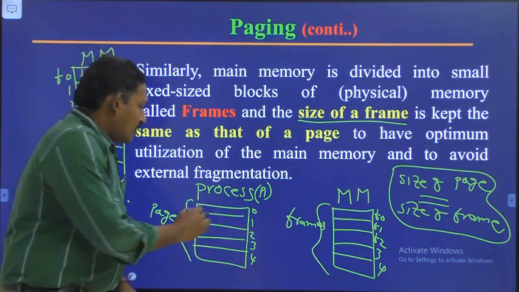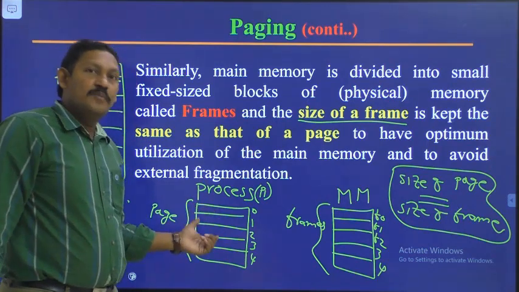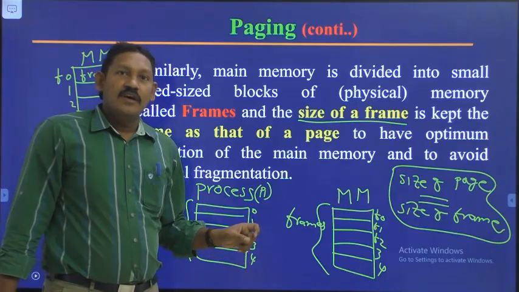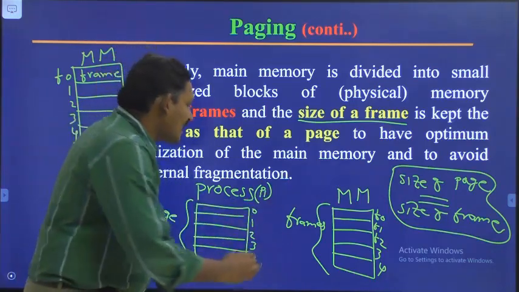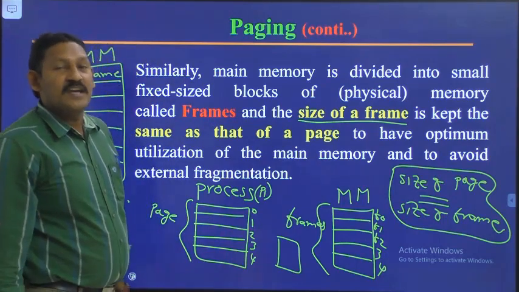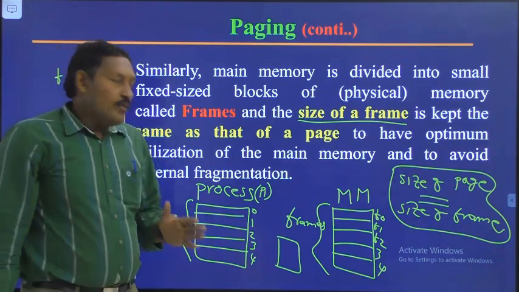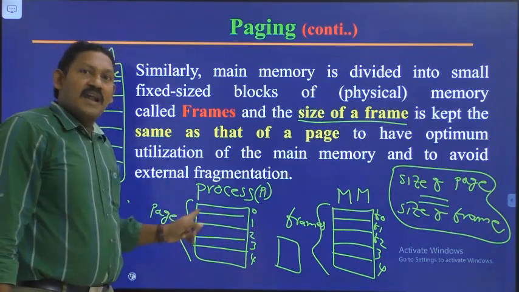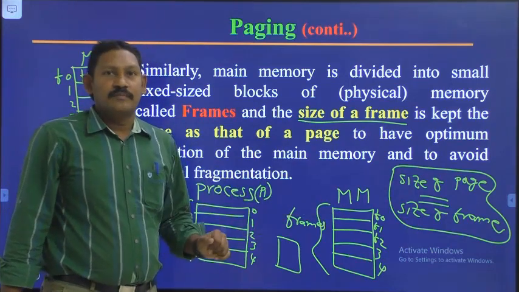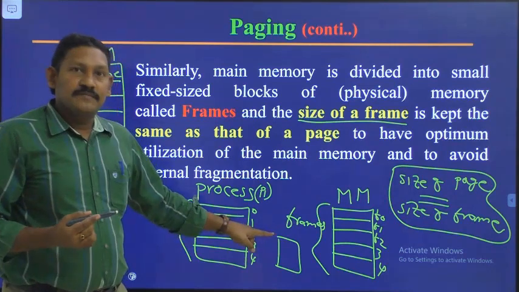So if you want to execute page 2, that page 2 will be transferred into the main memory and placed in a particular frame. Where to place it will be decided by the page table. We have another concept called the page table. We will see that. A page table will take the page number as the input and produce the frame number as the output.